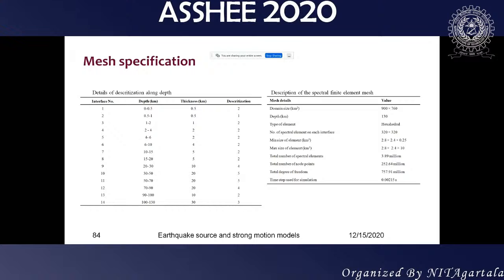It is something like 757.91 million degrees of freedom. To run these types of meshes, you require a supercomputer. At IIT Madras, we have a supercomputer maintained by HP, where we implemented all of that, including the Ganga basin I showed you previously. All those things have been implemented, and then we started simulating the major earthquakes itself.